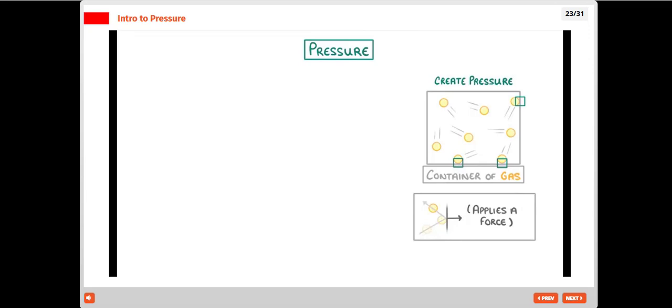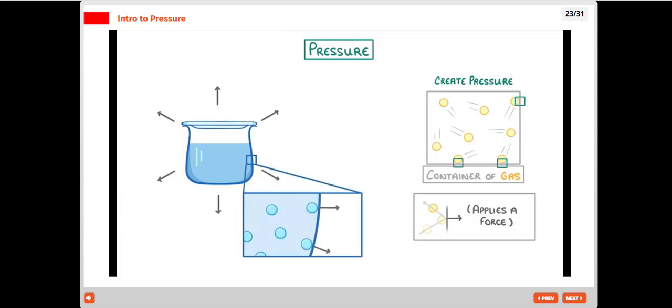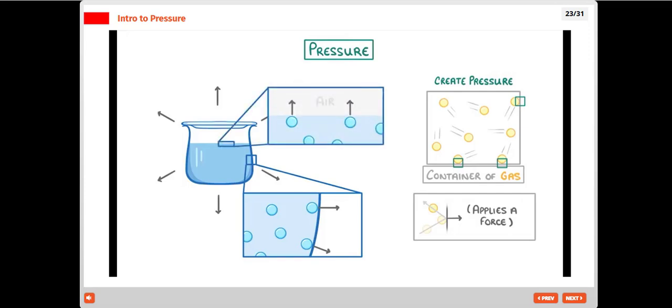The same thing happens with liquids. For example, if we had a beaker of water, it would apply forces outwards in all directions, as the water particles collide with the glass walls on the sides and bottom, and with the air at the surface. So this would again create pressure. We refer to these two types, in gases and liquids, as fluid pressure.